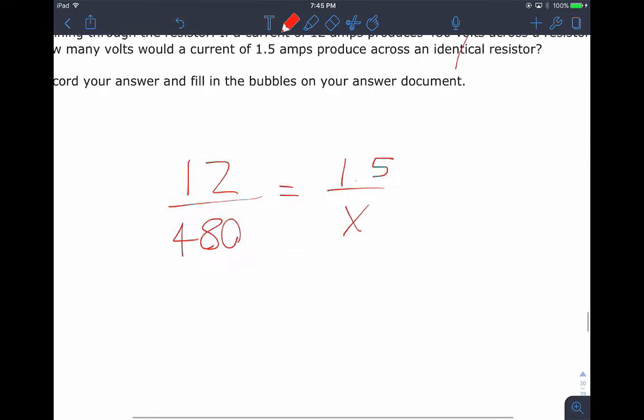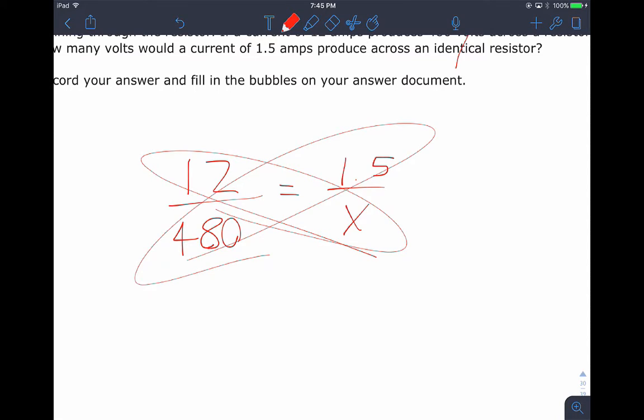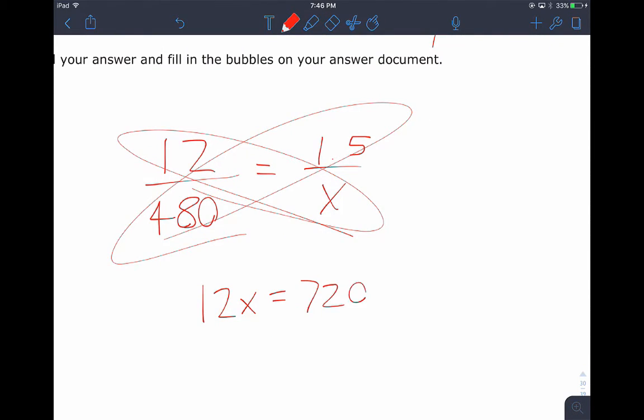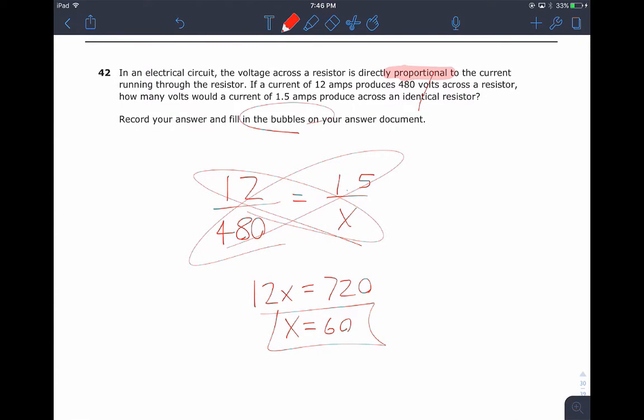To solve a proportion, that's where you cross multiply and then eventually divide. So I'm going to go 12 times x. I'll just write it out for this one. And then I need to punch out 1.5 times 480. I'm just going to use my calculator. Oh, and I'm not typing it right, so that messes that up. So I got 720. Then divide by 12, and you get x equals 60 for that answer. And then that's a bubble your answer.